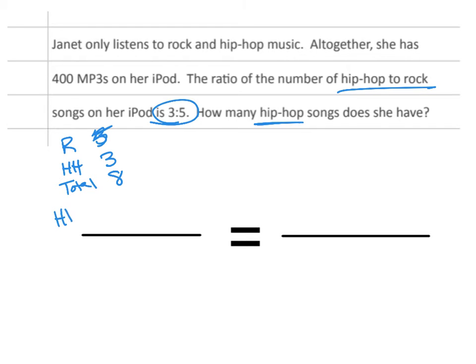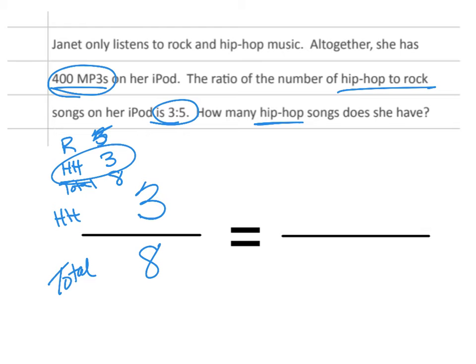So I'm going to put hip-hop up on top, which is 3. And then we know she has a total down here. So we're going to put the total on the bottom, which is going to be 8. Now we're going to put 400 on the bottom. Here's where you're going to have to do a little bit of math. What are we going to do to 8 to get 400?